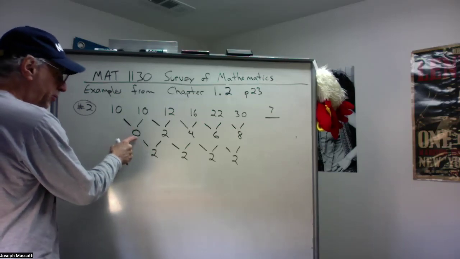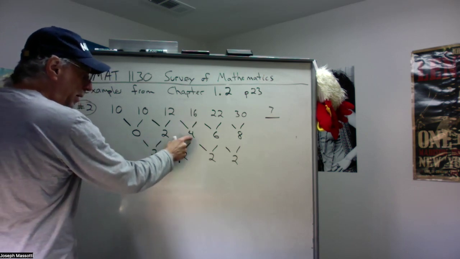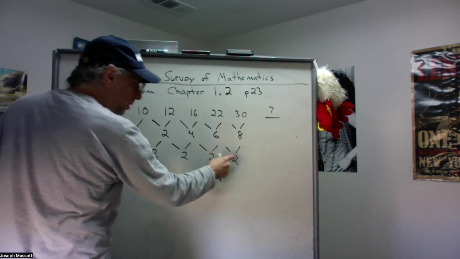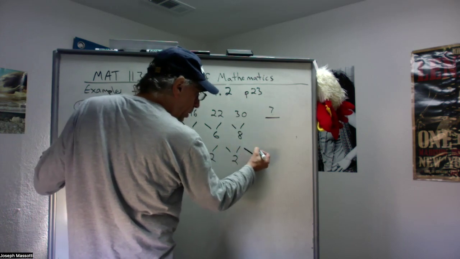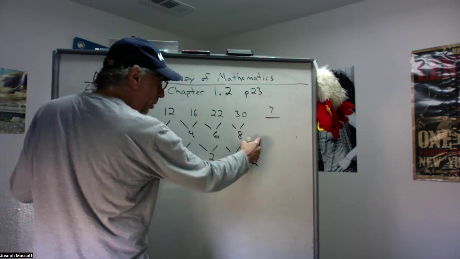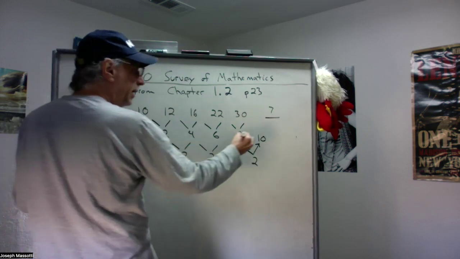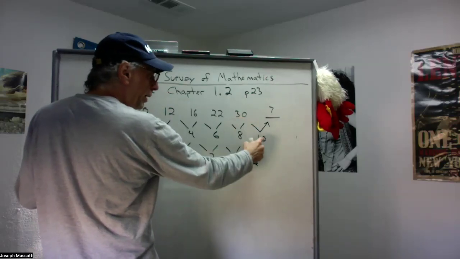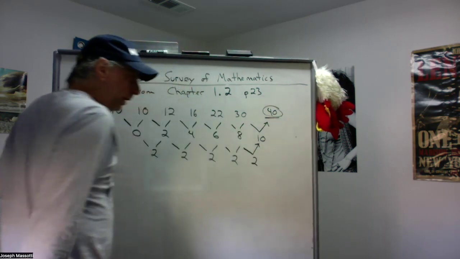Think about this. What we're really doing is saying 0 plus 2 equals 2. 2 plus 2 equals 4. 4 plus 2 equals 6. 6 plus 2 equals 8. Well, now we're going to add another 2, and say 8 plus 2 to give us the next number in that row above the 2's. And then we do the same thing here to get our answer. 30 plus 10 gives us our answer of 40.